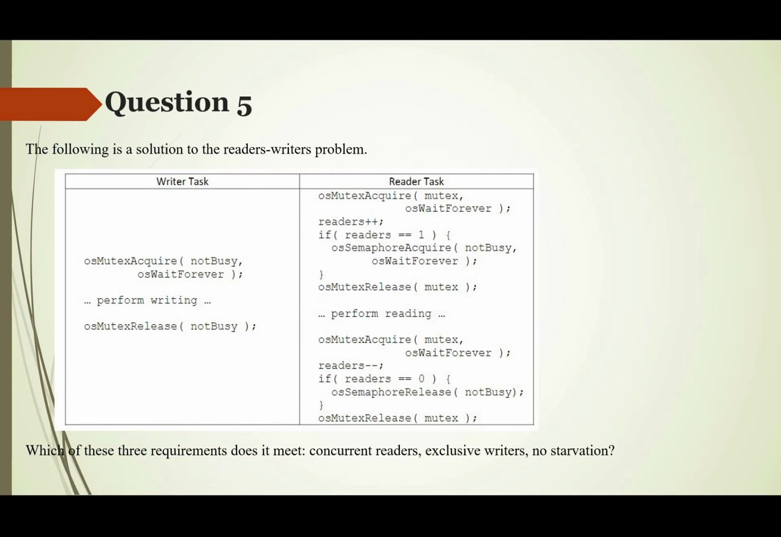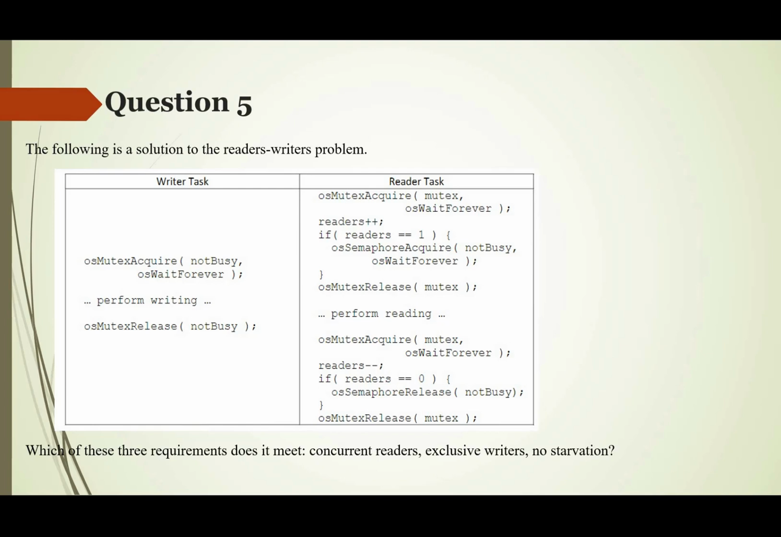Okay. The following is a solution to the writers' problem. On the left, we have a writer task. On the right, we have a reader task. So the writer task, whenever it wants to perform an operation, takes the mutex on the not busy, then it does the writing, and then it releases, right?